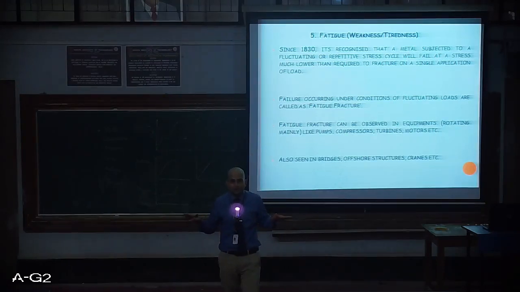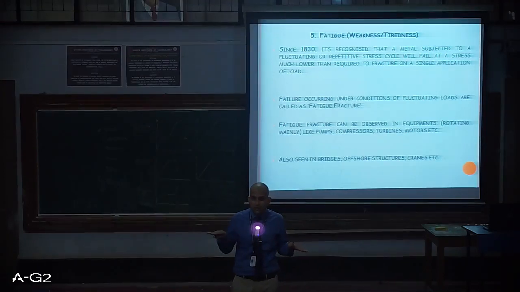When the wings of the aeroplane move in the air, if you see, they will be moving or fluttering like this. So here also the wings of the aeroplane are being subjected to fluctuating type of loadings, and sometimes it undergoes a fracture or its life comes down. That is called a fatigue fracture.